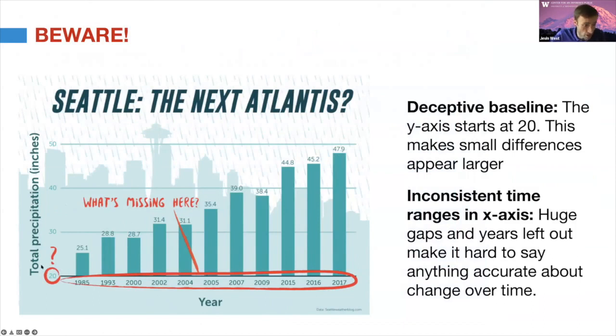You also see that it starts at 20. And what I'll talk about in just a second is that this violates the principle of proportional ink. So the inconsistent time ranges in the x-axis, huge gaps and years left out, made it hard to say anything accurate about change over time. And there's a deceptive baseline. The x-axis starts at 20. And if you're using a bar graph, you can make differences look very big if you zoom in a long ways. And so that's this principle of proportional ink that I'm going to talk about in just a moment. Well, this violates that principle, and I'll talk about what that is.